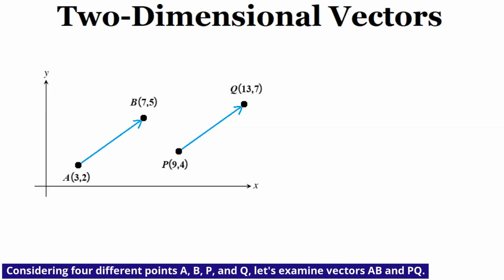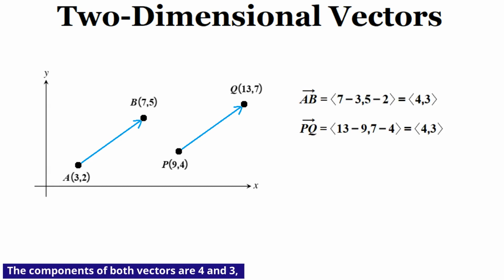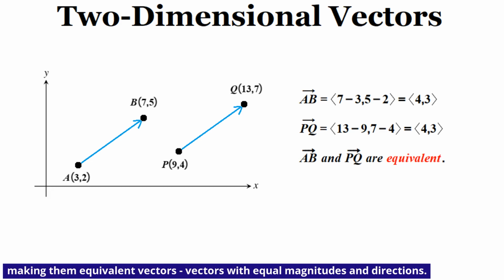Considering 4 different points, A, B, P, and Q, let's examine vectors AB and PQ. The components of both vectors are 4 and 3, making them equivalent vectors, vectors with equal magnitudes and directions.